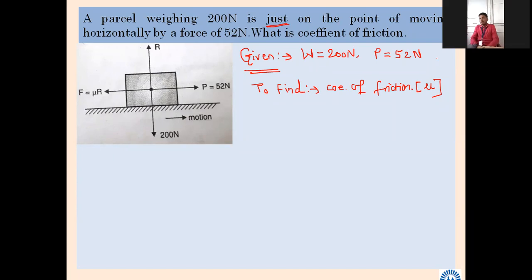काय करायचं सांगा? Who will guide me in this? What is the formula for mu? Mu is equal to F upon R. Okay, whether we are knowing F, whether we are knowing R, whether we are knowing F and R. F is known. How?